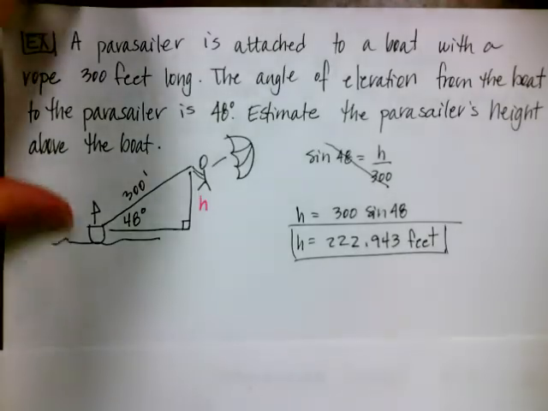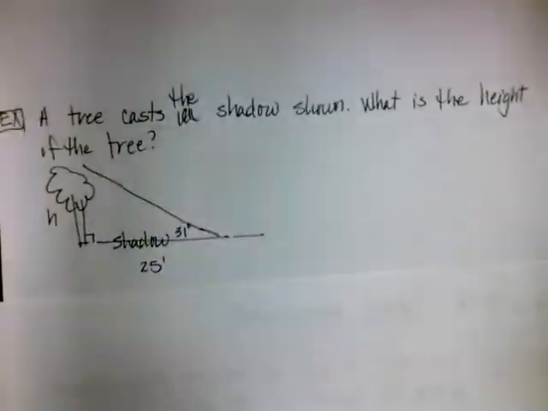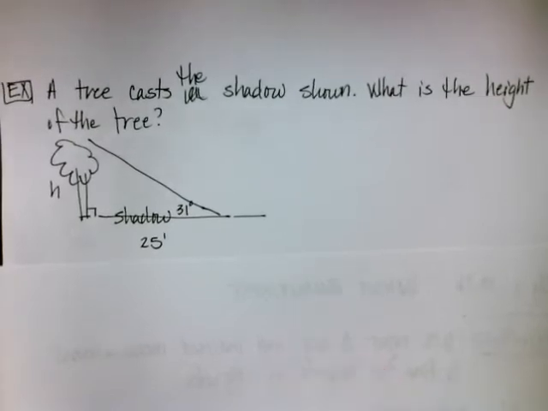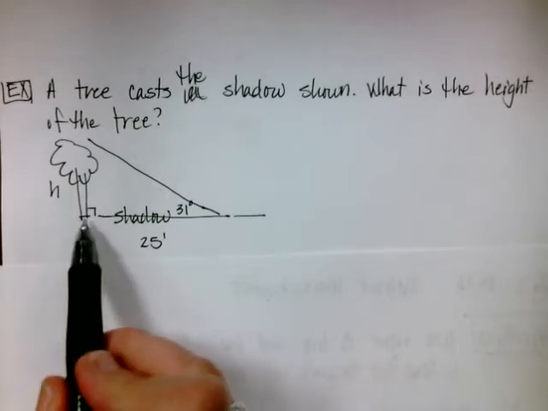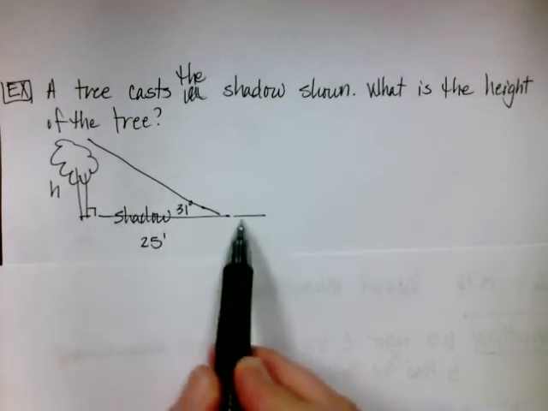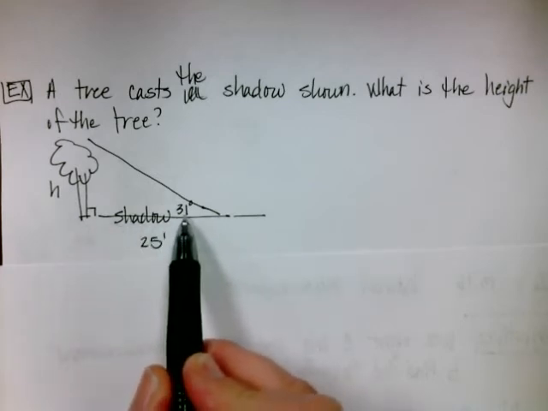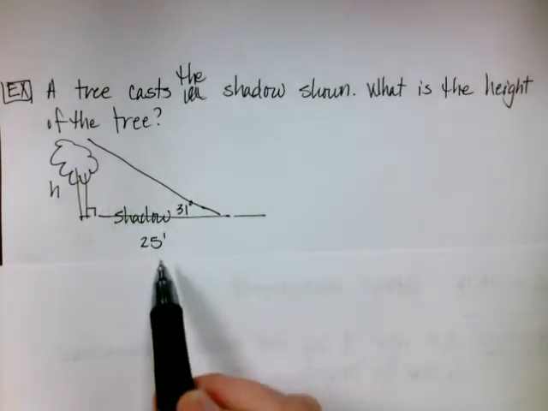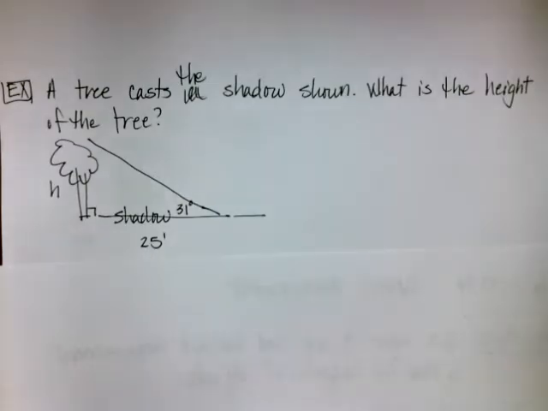All right, so now let's move on to our second example, and I actually drew the diagram already because it was given in this problem. It says a tree casts the shadow shown. What is the height of the tree? Again, we assume that the tree is straight up and down. Here's my shadow. I know that the angle of elevation from the ground to the top of the tree is 31 degrees, and the length of the shadow is 25 feet. So I want to find the height of the tree.